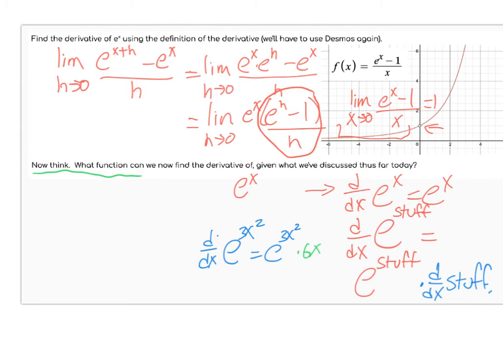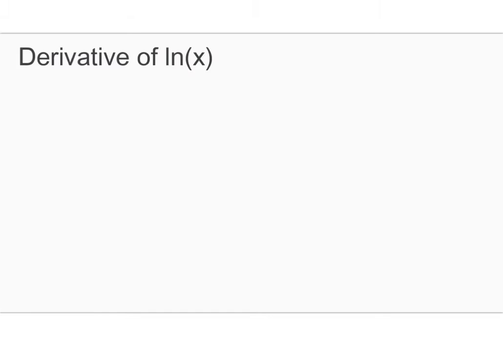The other kind of spoiler here that we're going to see on the next page is based on this idea. What function can we now find the derivative of given what we've discussed thus far today? Well, we talked about inverses. We talked about e to the x, and I'm guessing that means that we can find the derivative of ln of x. Oh, and look at that. All right, the derivative of ln of x. Well, let's start with this. So if y is equal to ln of x, our goal is going to be to find what dy dx is. We don't have a way to do this directly yet, because we don't know how to deal with derivatives of natural log.